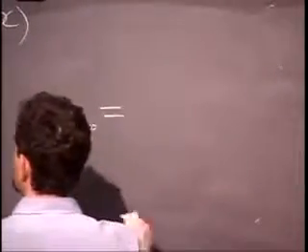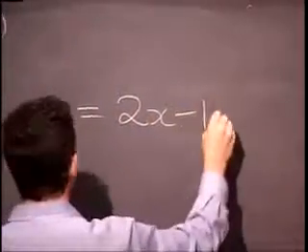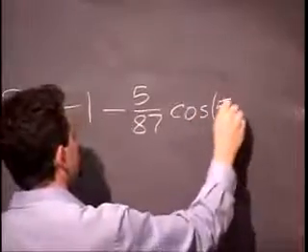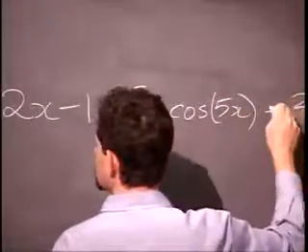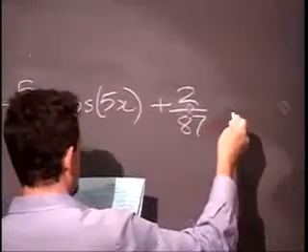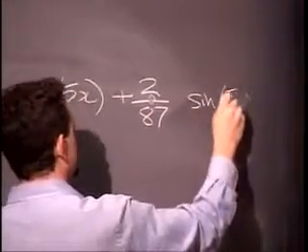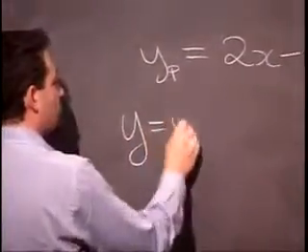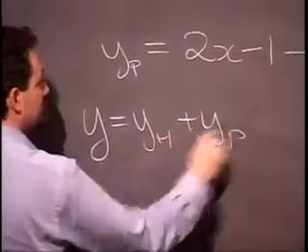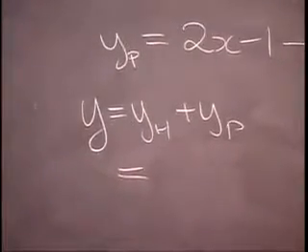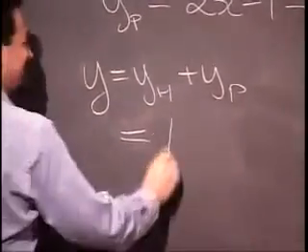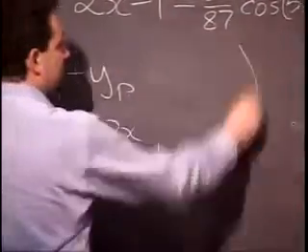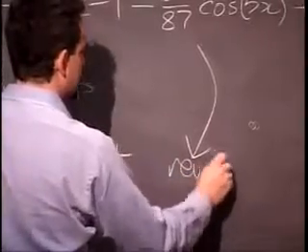So the particular solution, yp, is equal to ax plus b, so it's 2x minus 1, minus 5/87 cosine 5x, plus 2/87 sine 5x. And of course, the actual solution, y is yh plus yp. And the homogeneous solution I found in that little box up there is a e to the minus 2x. And yp is just this, so rewrite. I'm not going to do it to save time.